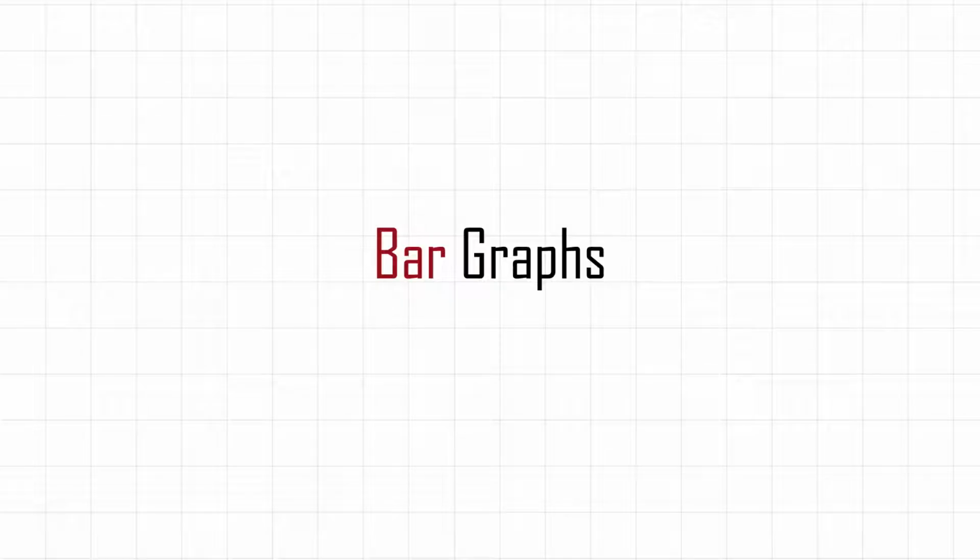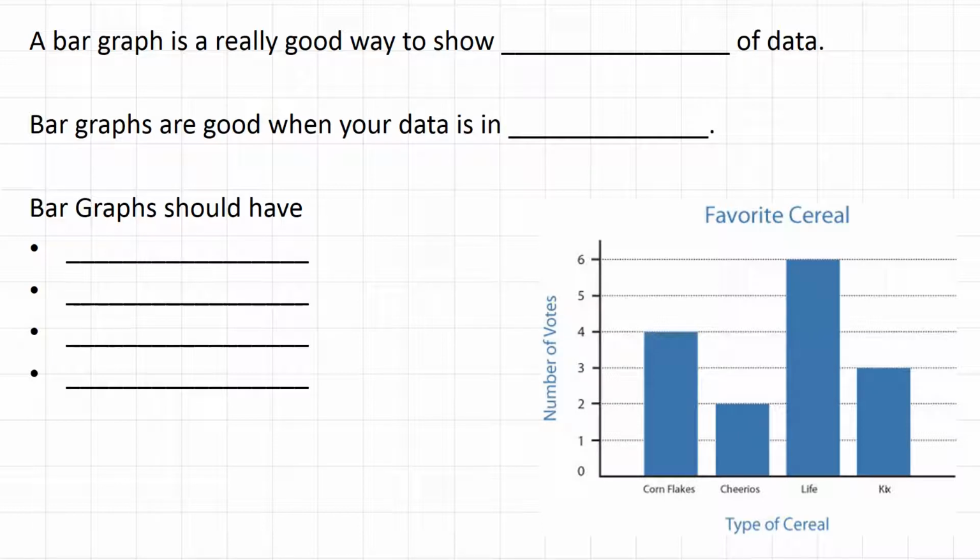So let's start our study of bar graphs. A bar graph is a really good way of showing the relative sizes of data. It's really easy to look at this graph down here and say, all right, the most popular cereal is Life Brand. It's the highest bar, reaches the biggest value of 6.